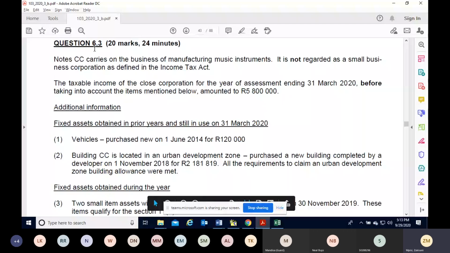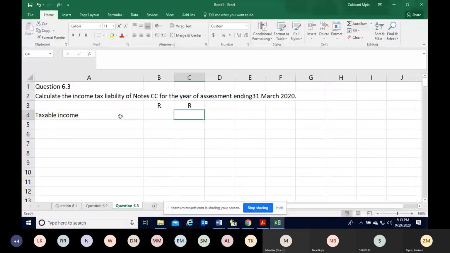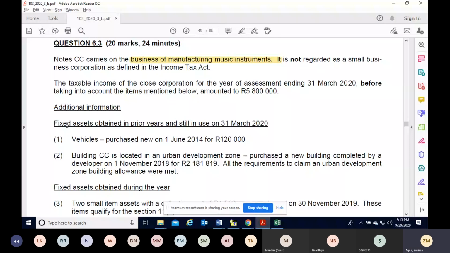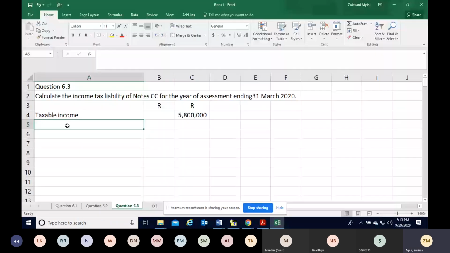It carries on the business of manufacturing business instruments. So in this case, it is not regarded as a small business corporation. Before taking into account all of these, we had a taxable income of 5,800,000. So the rest now will be deductions. So we are looking at deductions.